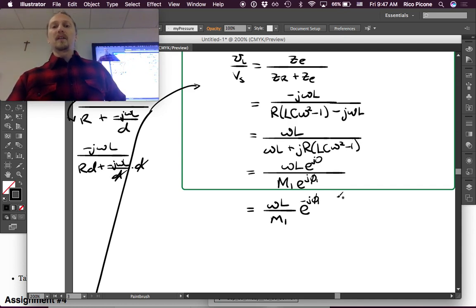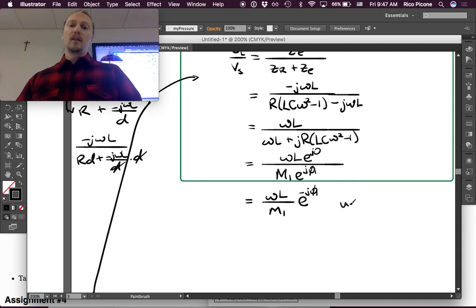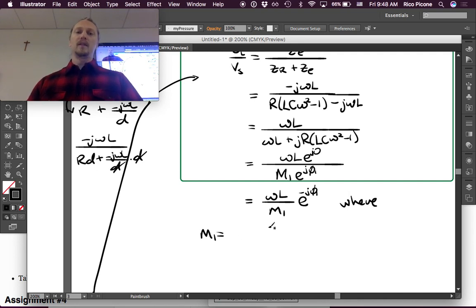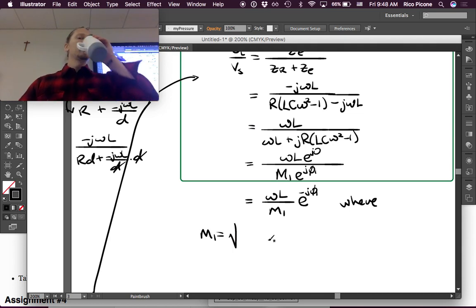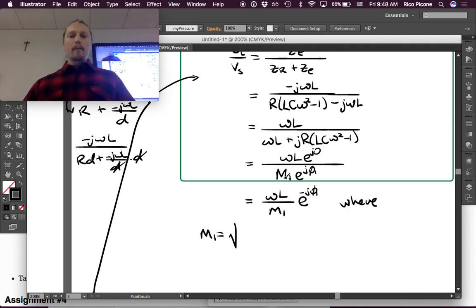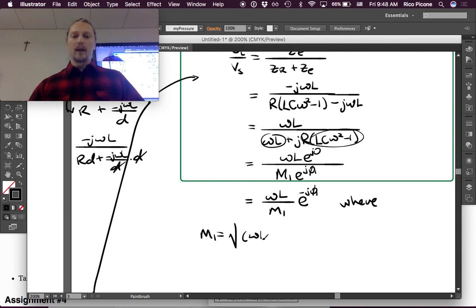That is pretty much our solution, but we should write where m1 is equal to the square root of what? The sum of the squares of the impedances. Yeah, so of this term and this term. So omega L squared plus R squared times LC omega squared minus 1, squared.